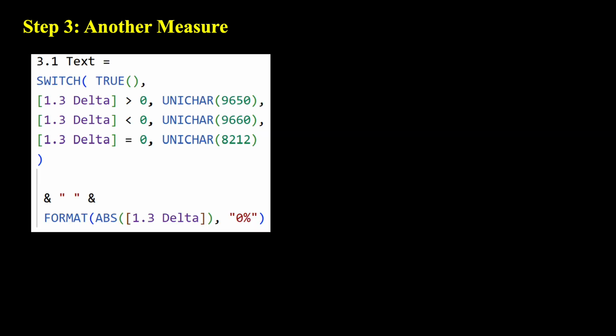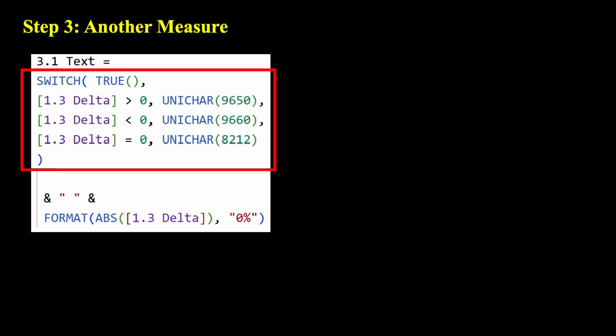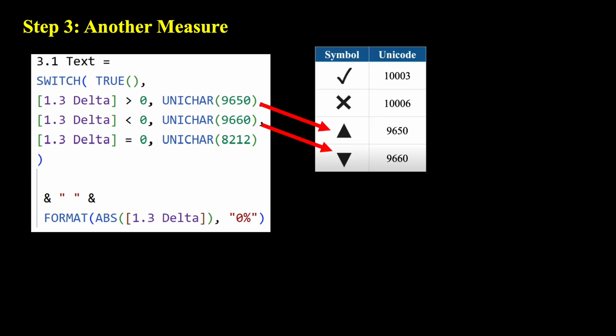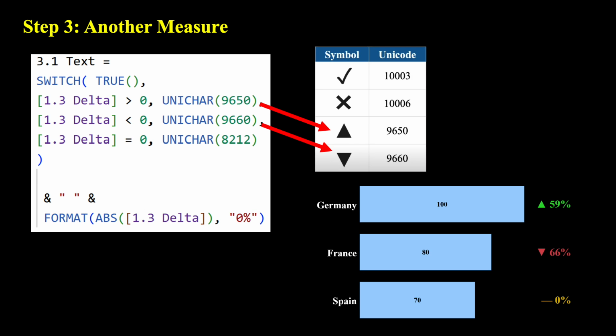Step 3, let's create another measure called text. First, we're going to use the SWITCH function to set up different conditions based on the delta. And the Unicodes are used to represent the upward and downward symbols. And that will be the ones displayed in the bar chart.